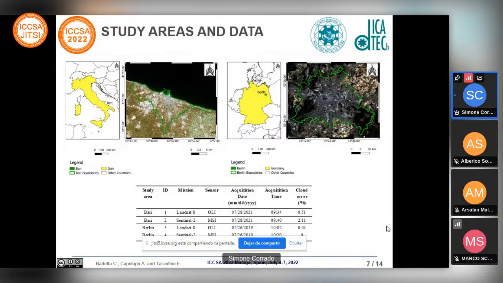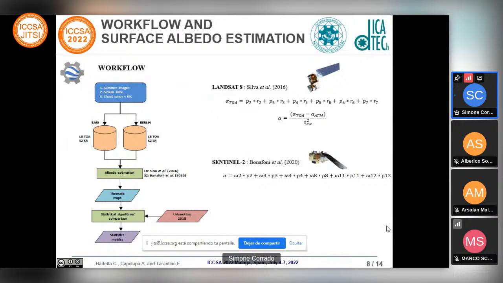Here we see the workflow implemented in this study in a Google Earth Engine cloud environment to estimate the albedo. Once the images were collected, they were processed by applying the Silva algorithm specific for Landsat 8 data and the Bonafoni algorithm specific for Sentinel 2 data. Landsat 8 top of atmosphere reflectances and the Sentinel 2 surface reflectances were used.